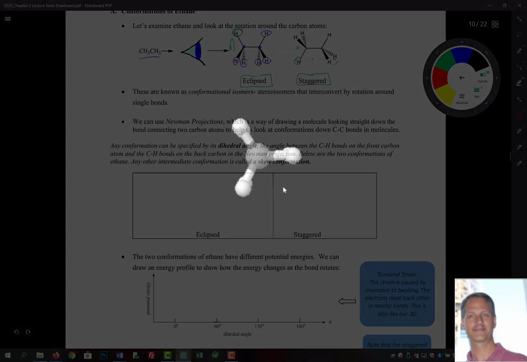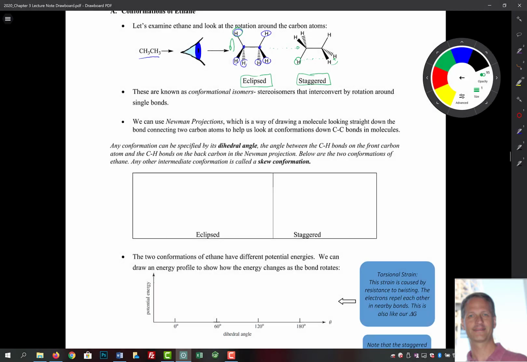And then we also have this eclipsed view. So this view is along the carbon-carbon bond, right? Here's your side view. So if we rotate it around, we can see those H's perfectly on top of each other. That's a high energy conformation. So those two conformations that we have, that we saw eclipsed and staggered, they can be drawn out in something called a Newman projection.